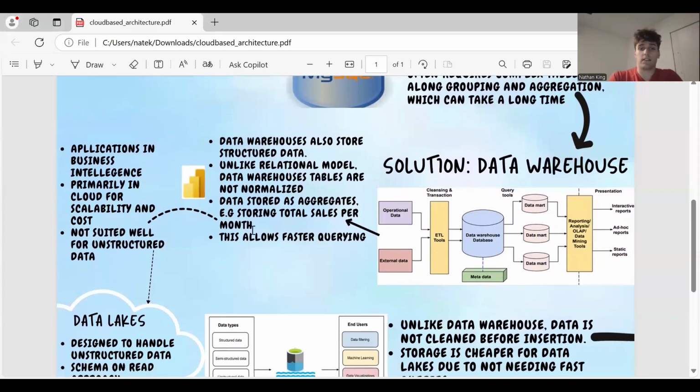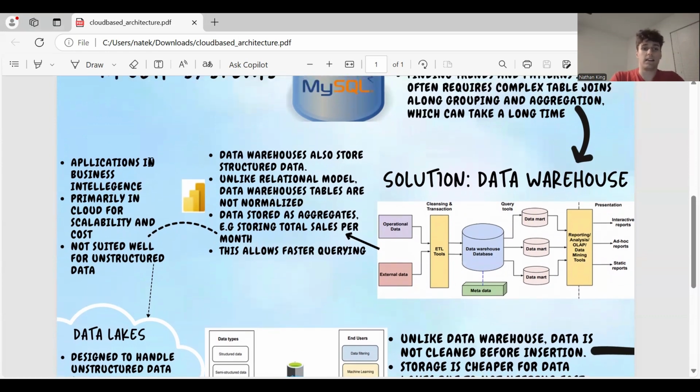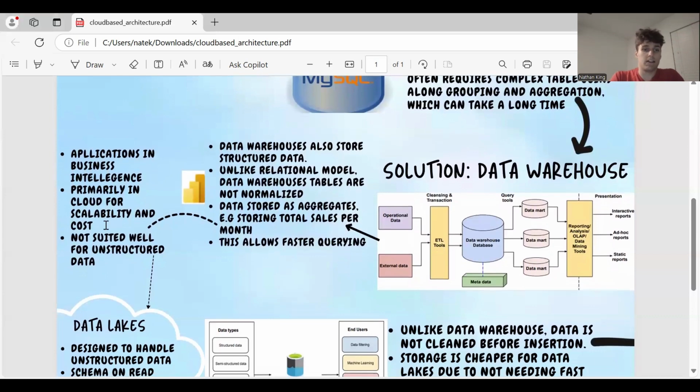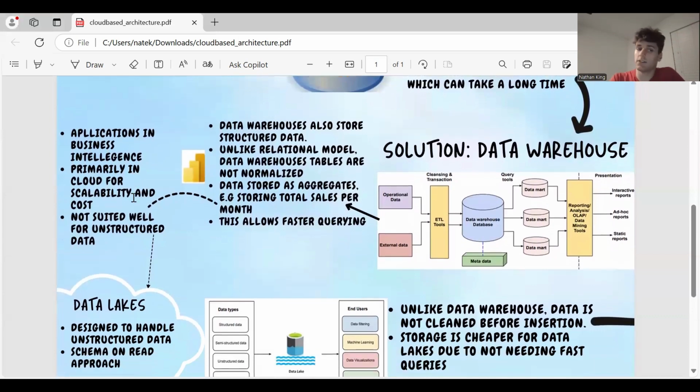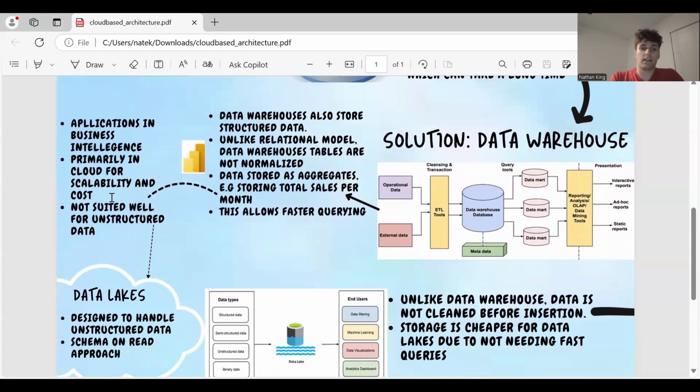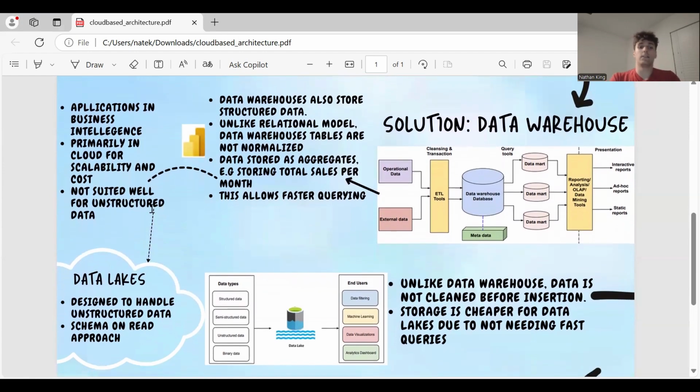So this specific way of doing things allows you to query faster, especially with the larger tables, since you don't have to join. So these have applications in business intelligence and data analysis, and they're primarily stored in the cloud, mainly for scalability and cost, as storing it on premise would take a lot of hardware costs. And these are also not well suited for unstructured data.